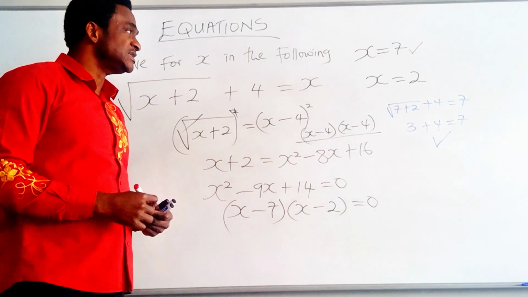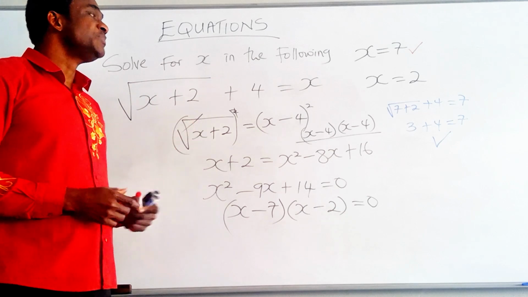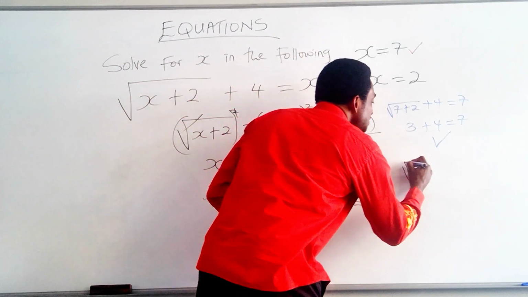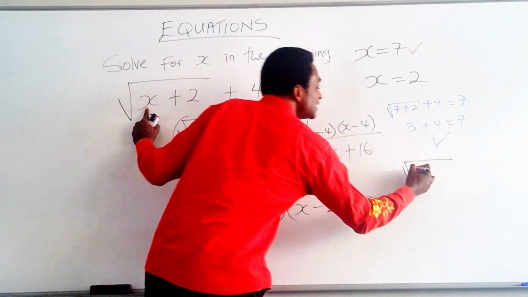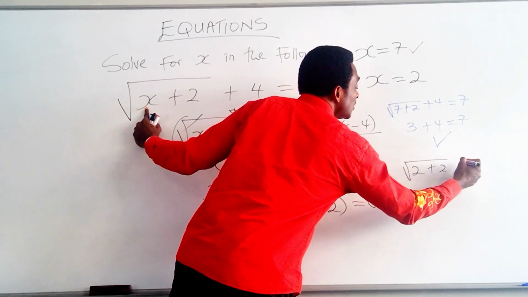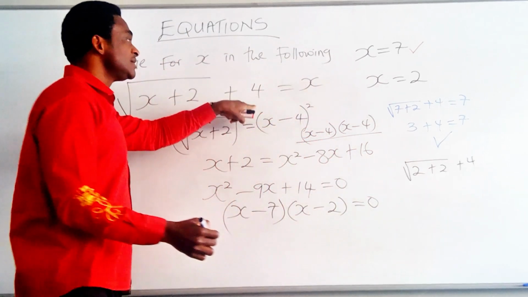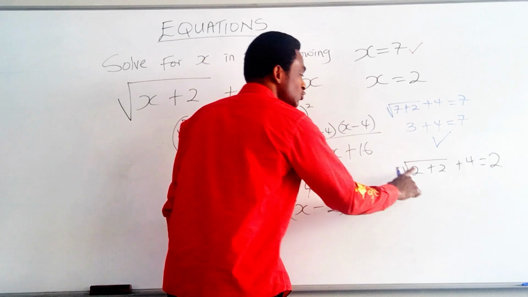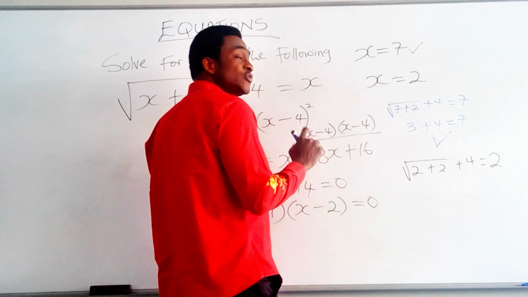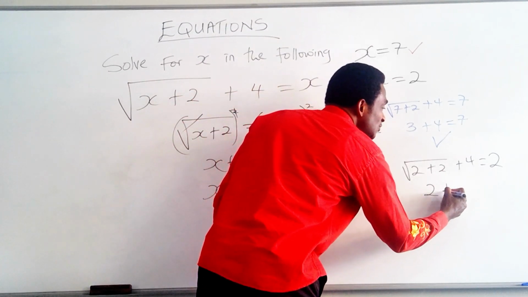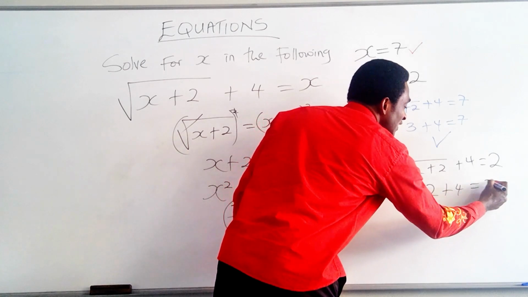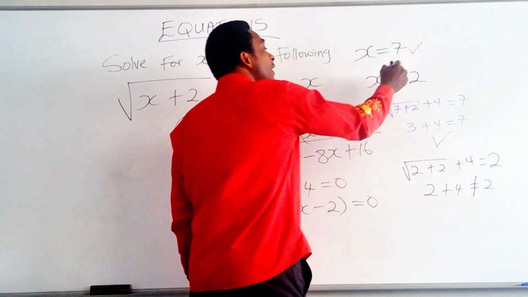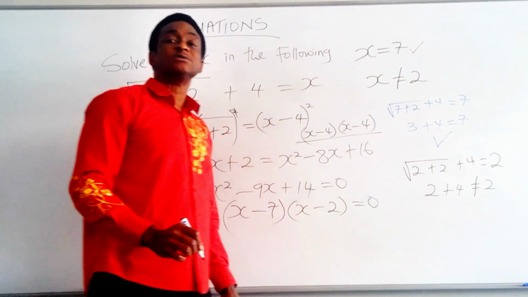We do the same test for x being equal to 2. Now, from the original expression, we replace x with 2, plus the 4 outside here. Is it equivalent to x being 2? 2 plus 2 is 4. Root of 4 is 2. We have 2 plus 4. Is it equivalent to 2? 2 plus 4 is 6. It's not equivalent to 2. That way, we have to reject x equals 2.